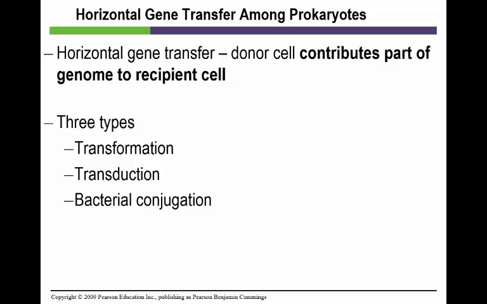neighbors. Horizontal gene transfer occurs via a few different mechanisms termed transformation, transduction, and conjugation. Each of these mechanisms will be discussed separately. Here we discuss transformation.